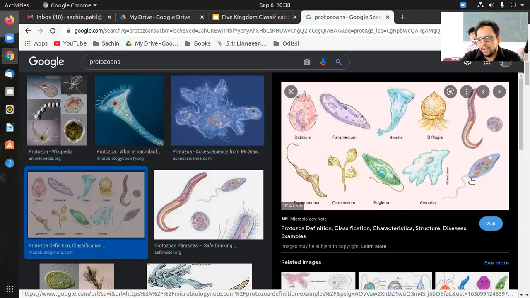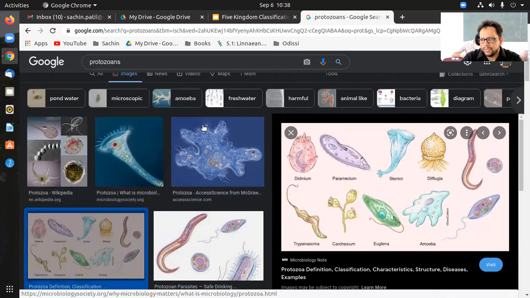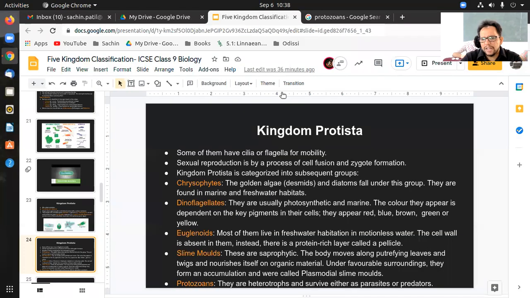So these are all examples of protozoa. You can see paramecium, which is commonly known. Euglena is another one. Amoeba is another one. Sorry, I don't think Euglena falls in this category. You can only take examples of amoeba and paramecium, which are the simpler ones to know. So that is the category of protozoa.